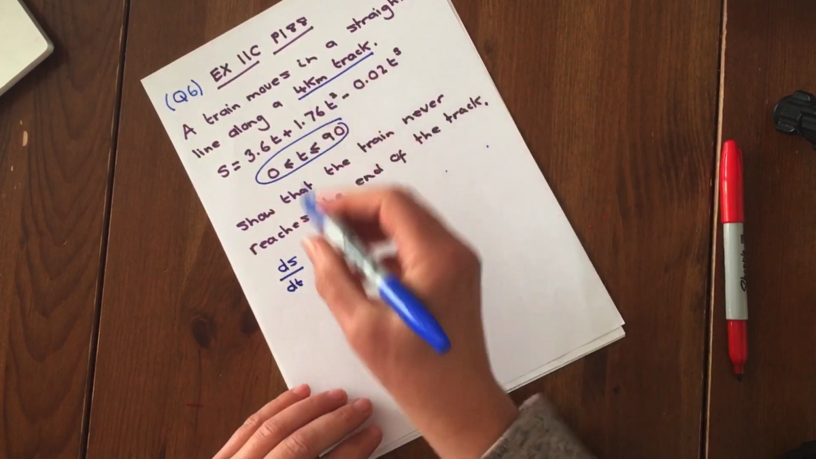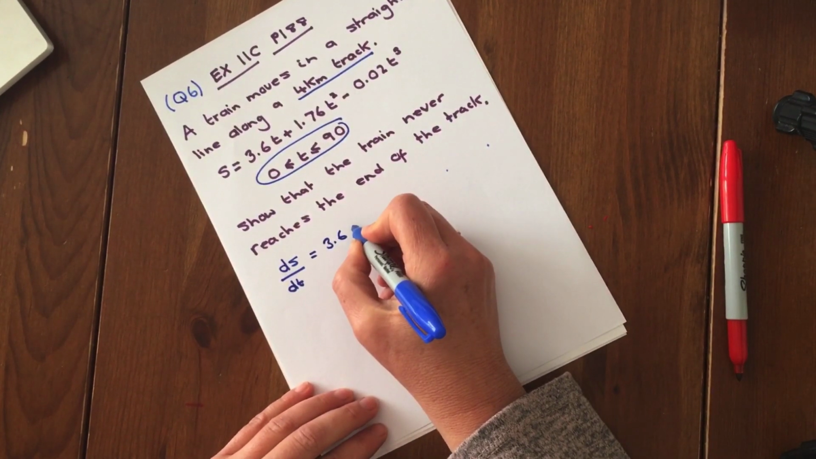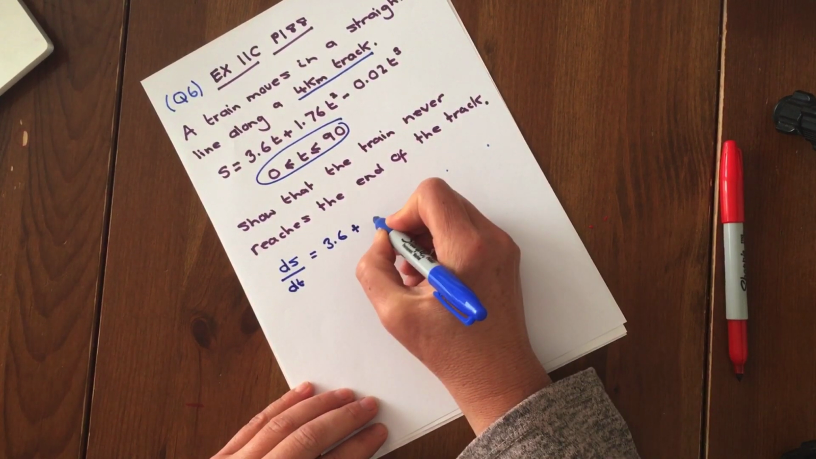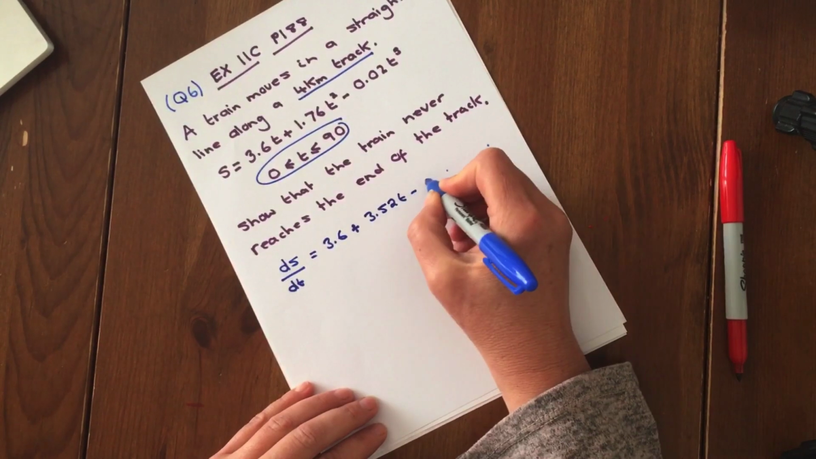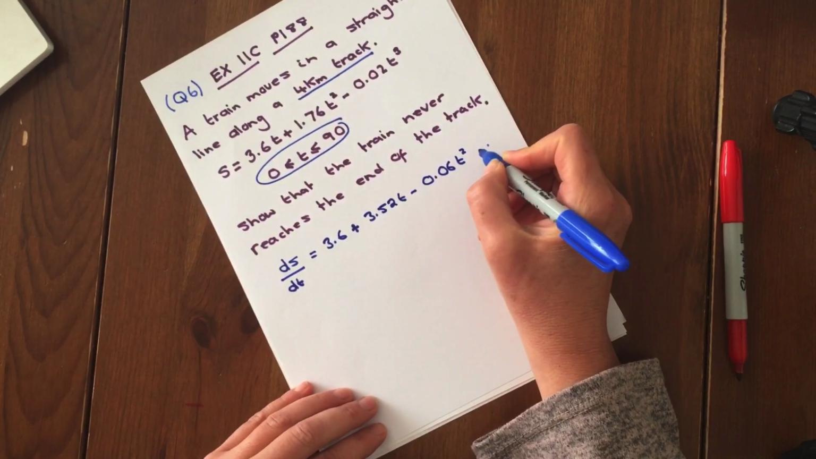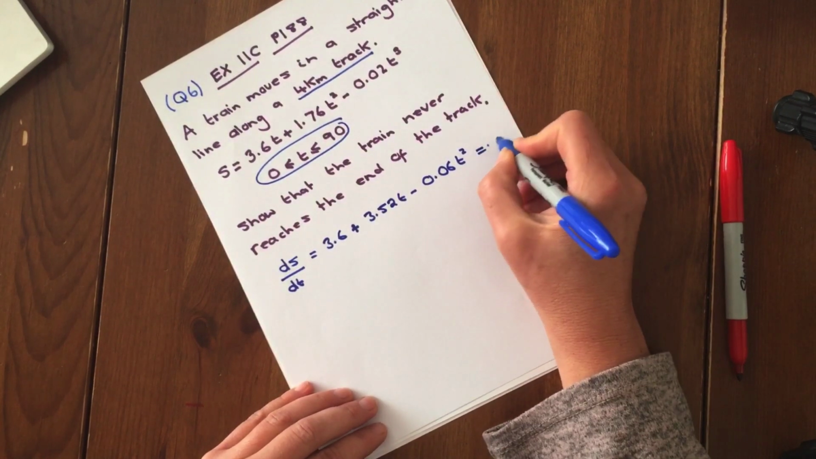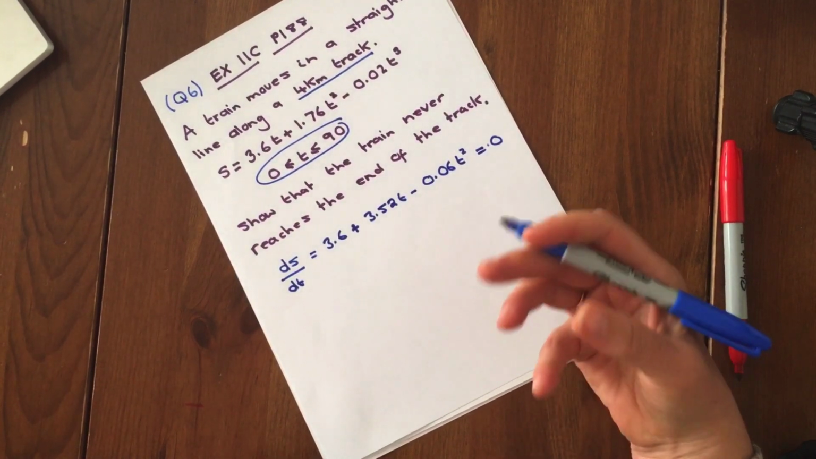So we differentiate our equation. We get 3.6 plus 3.52t minus 0.06t squared. Right, I'm going to put that equal to 0 because at a maximum, or it could be a minimum, it equals 0.